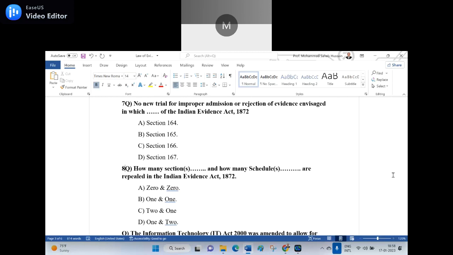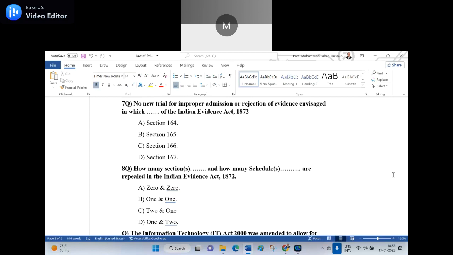Sir, option C, 2-1. Wrong. The right answer is 1-1. B is the right answer. 1-1. Now, supplementary question. Which section is repealed and which schedule is repealed?